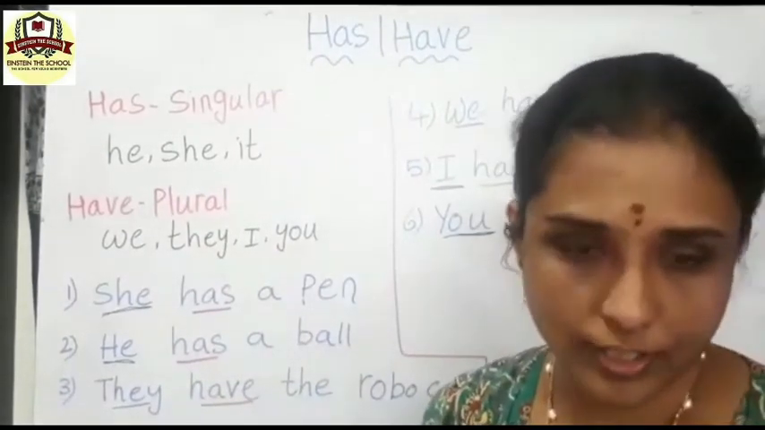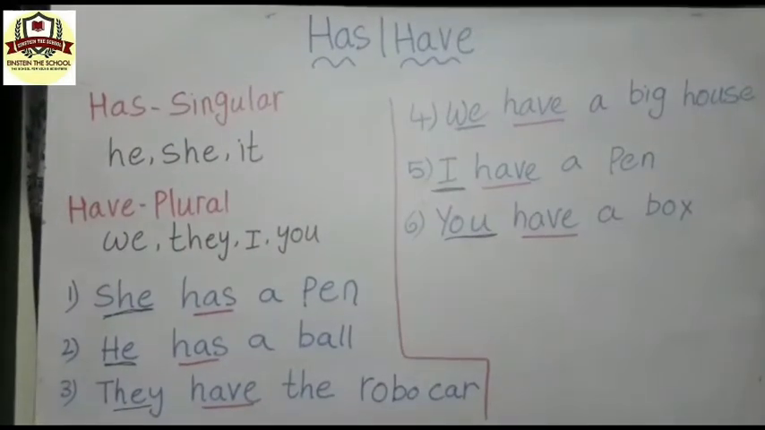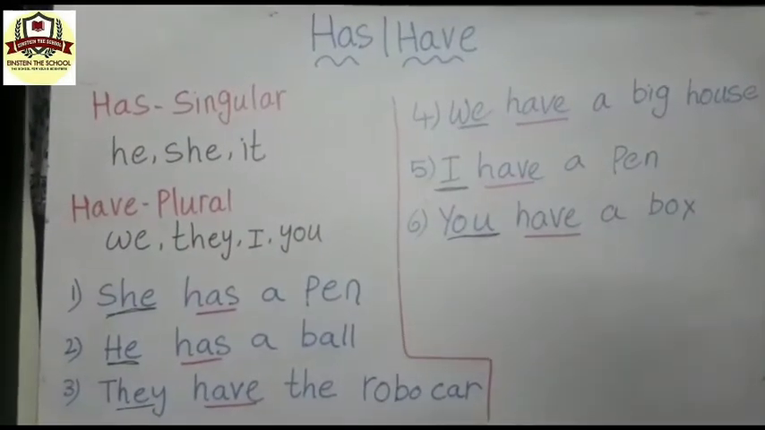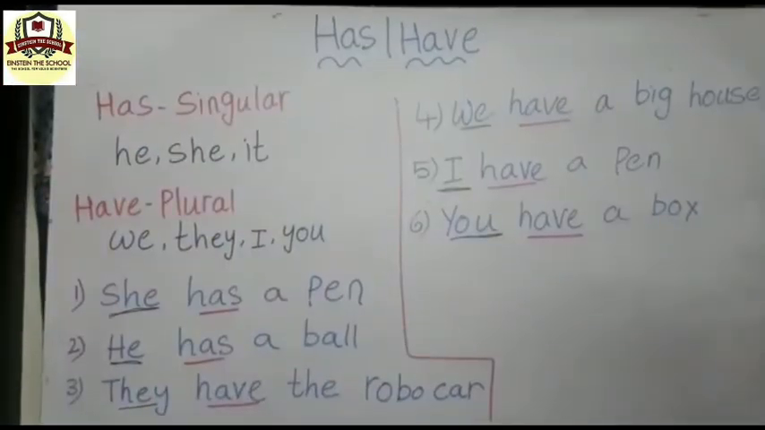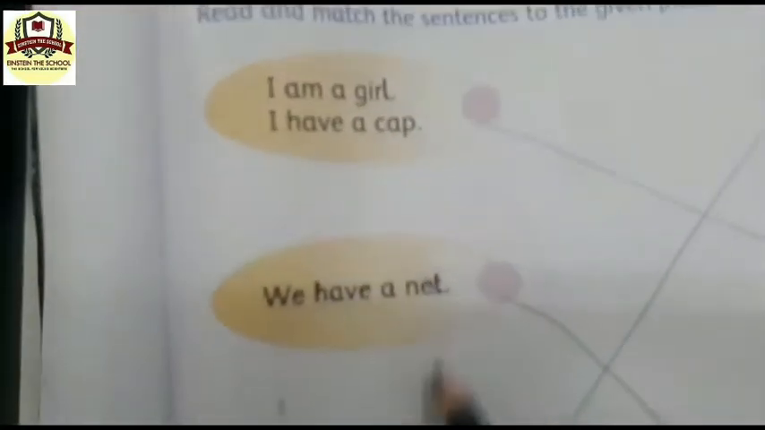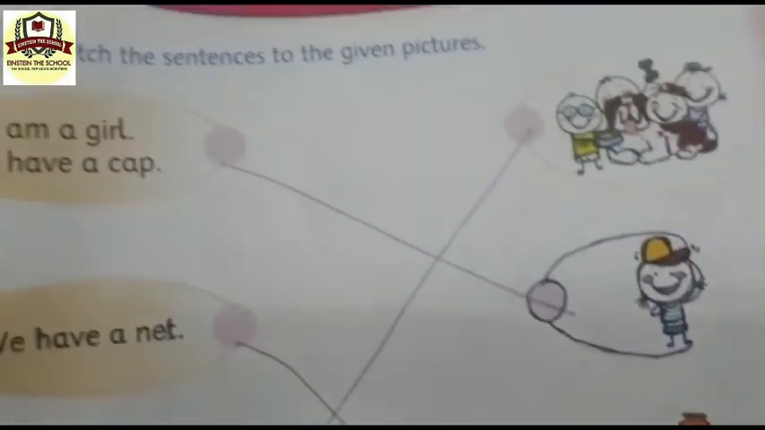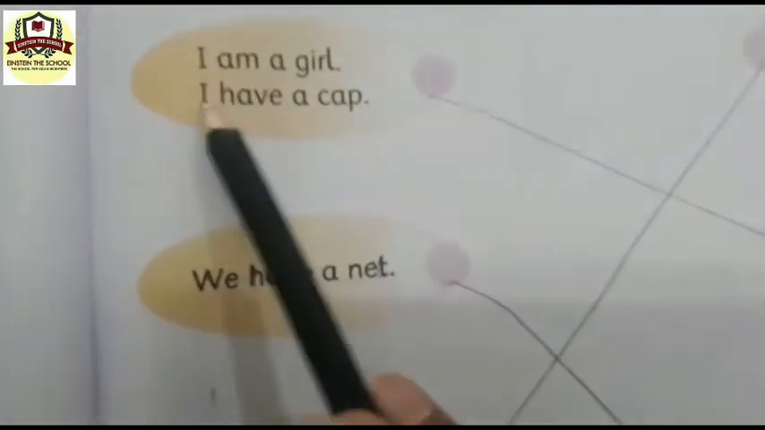Now see your textbook, children. This is your World of Letters book, and the page number is 67. Read and match the sentences to the given pictures. See here, on the left side sentences were given, and on the right side pictures were given, children. You should match the sentence to the picture.